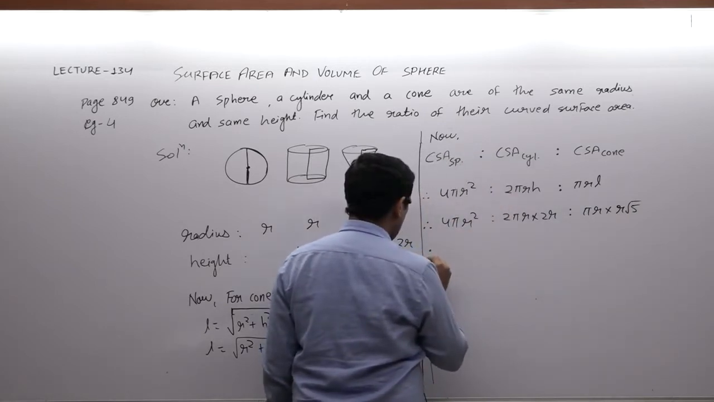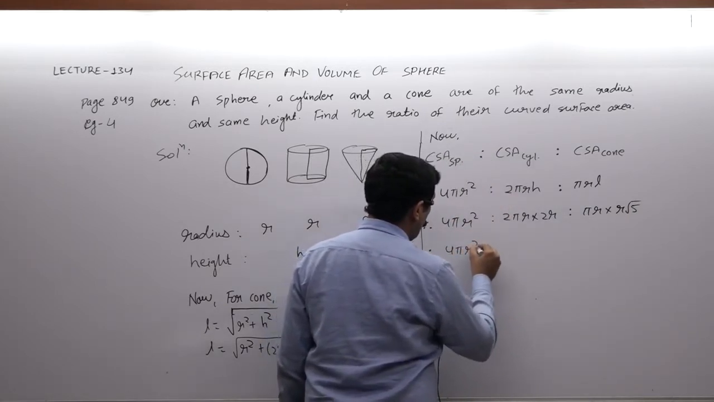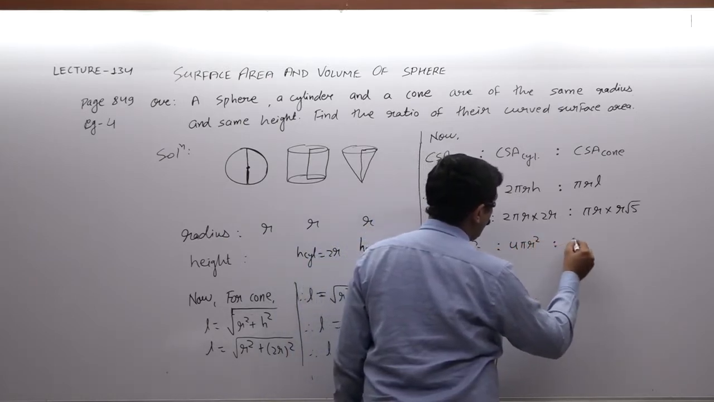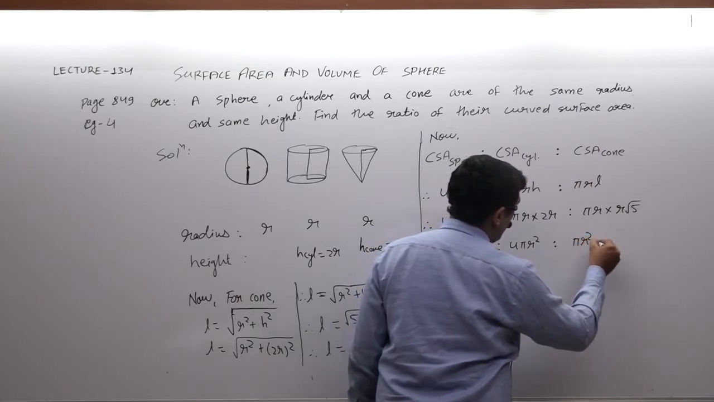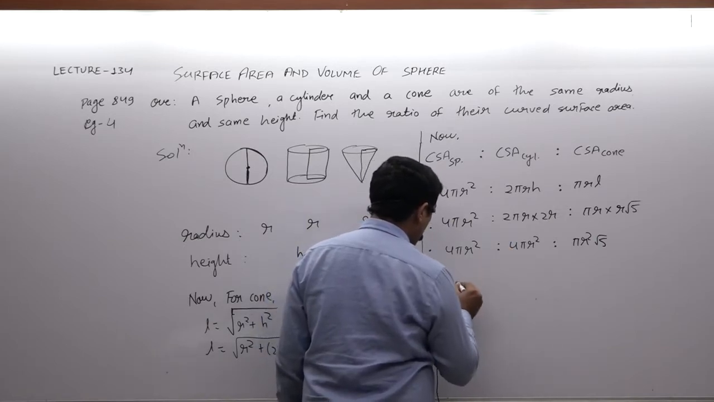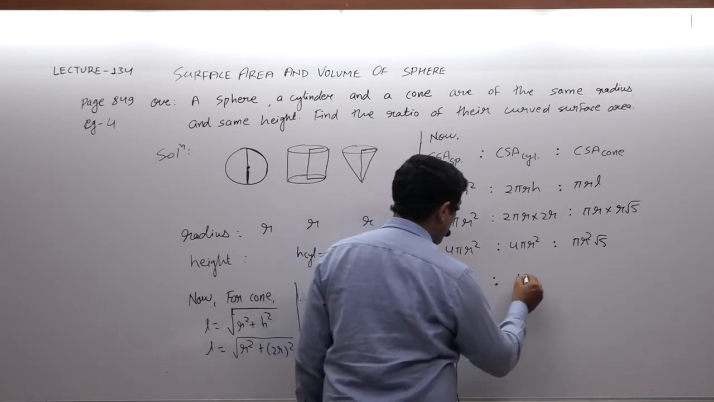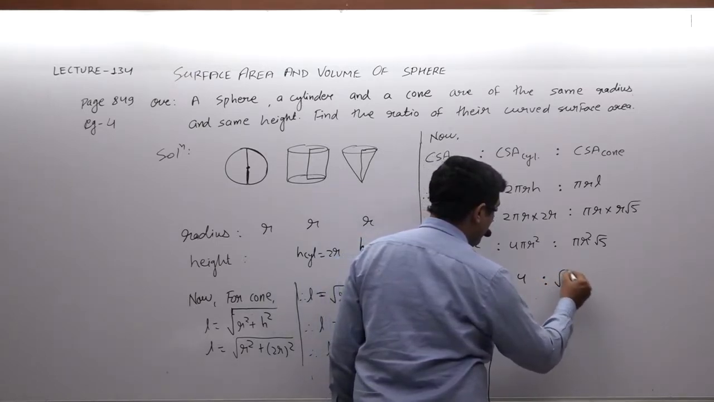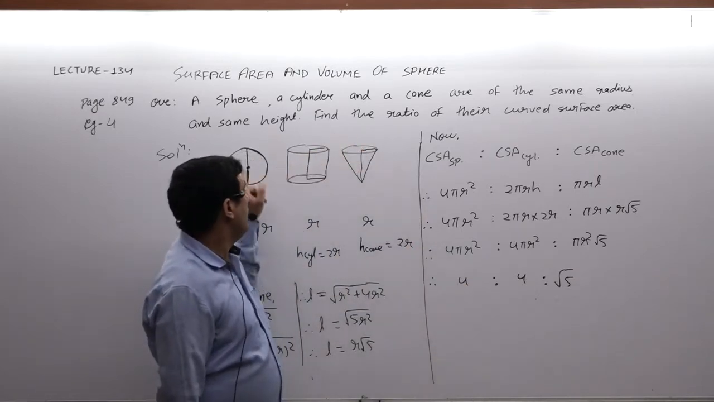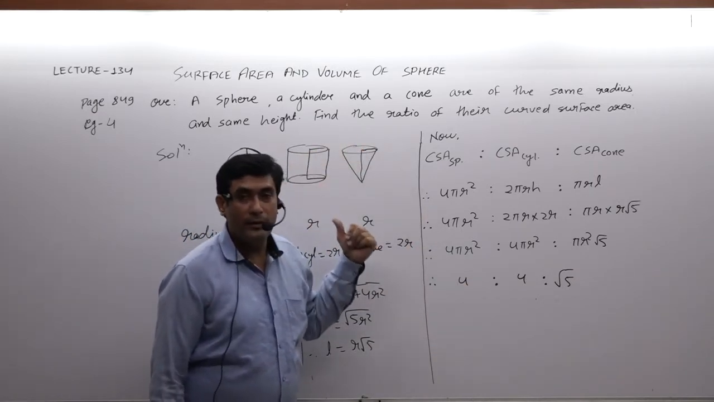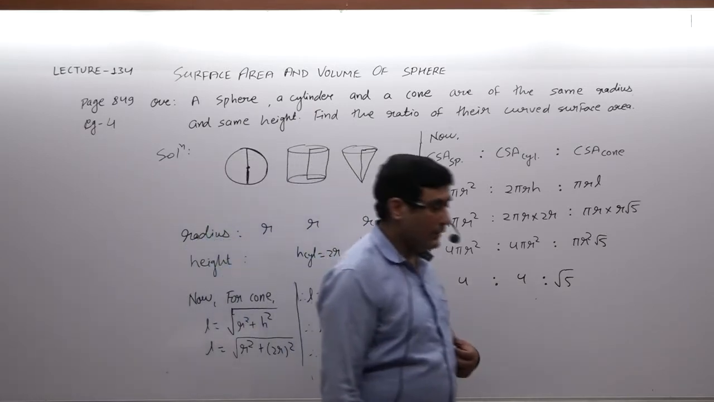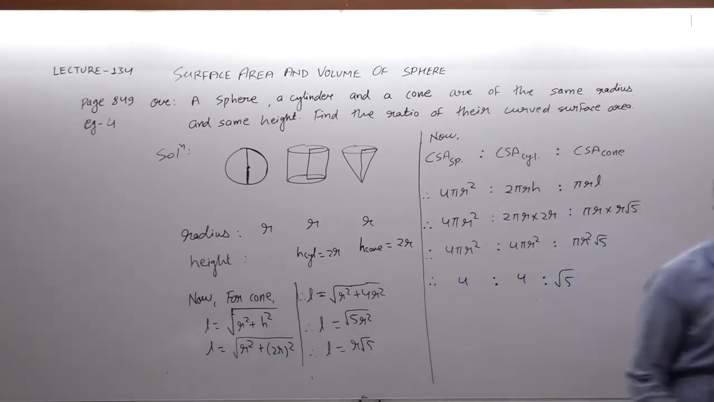So this gives you 4 pi r square is to 4 pi r square is to pi r square root 5. So I can cancel pi r square from these three. So here I will get 4 is to 4 is to root 5. So this is the final answer, that is this is the ratio of the curved surface area of a sphere, cylinder and cone when their radii and heights are equal. So please note it down, then we will see the next question.